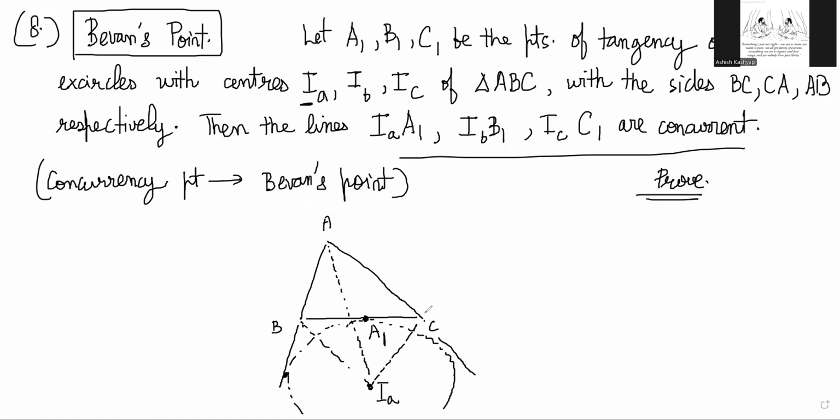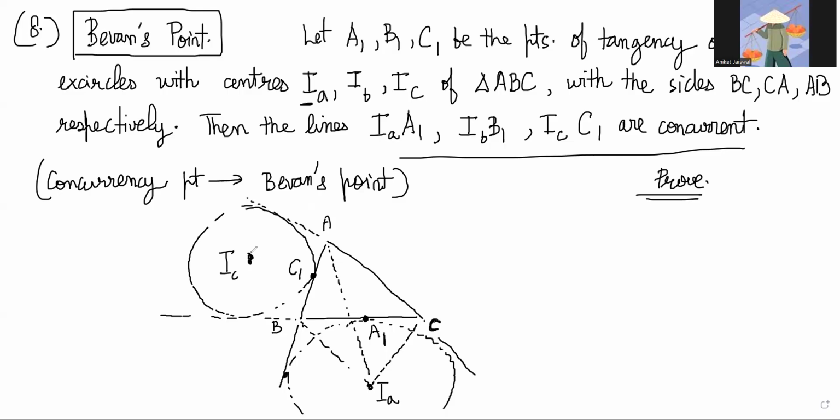Yes, sir. Similarly, if you draw other excircles also, let's say one more excircle we draw. This is another excircle, right? This will be the point of tangency with AB, and that is C1 basically, right? The center of this circle is called IC because it is opposite to the vertex C, right? Are you understanding what I'm saying right now?